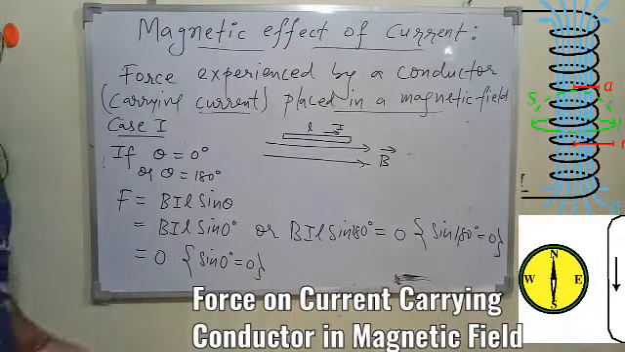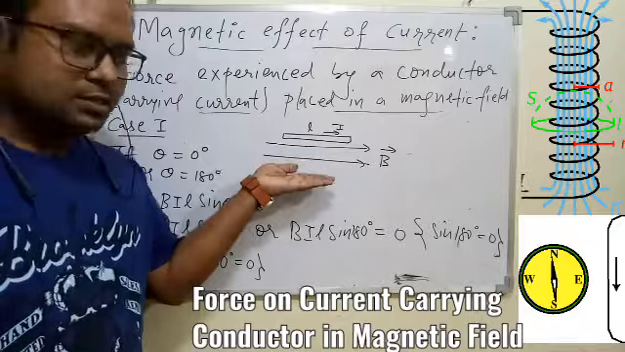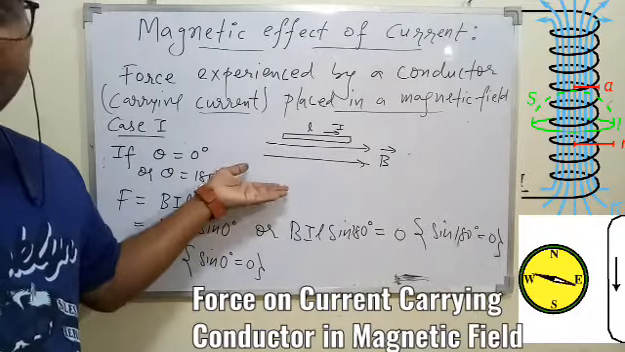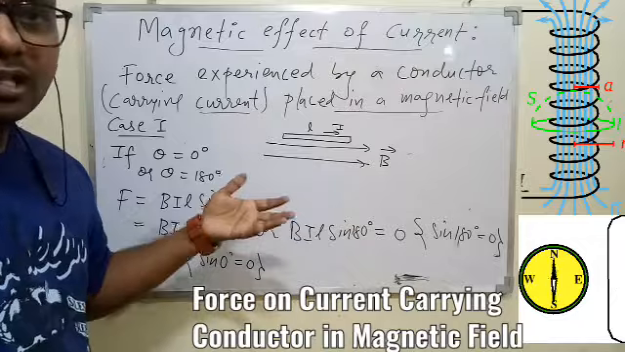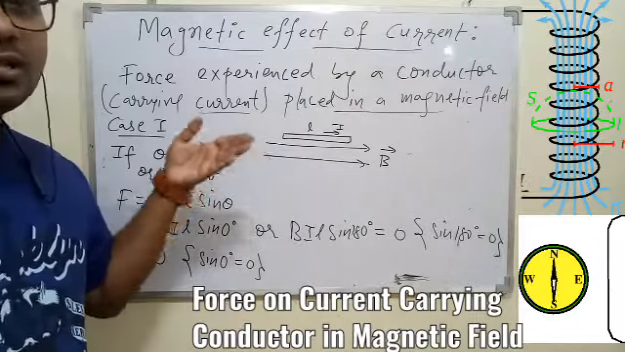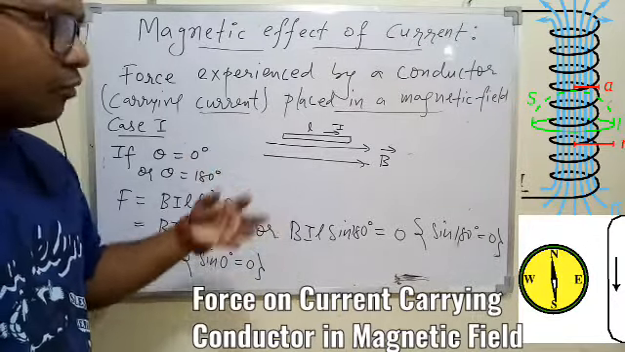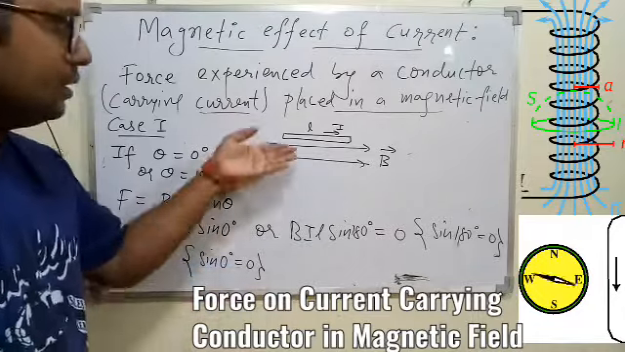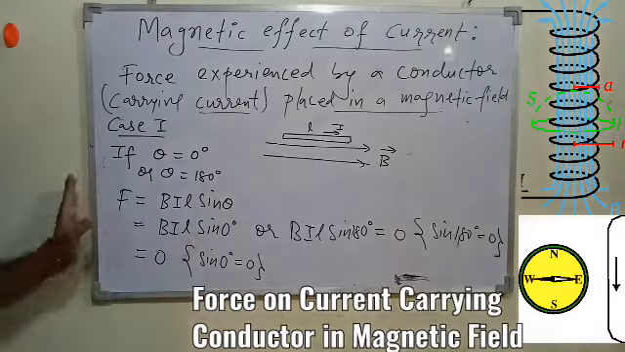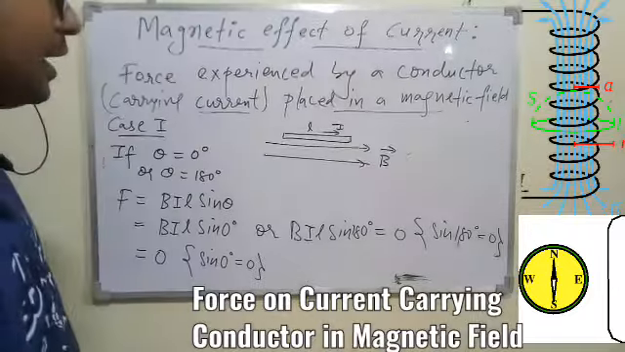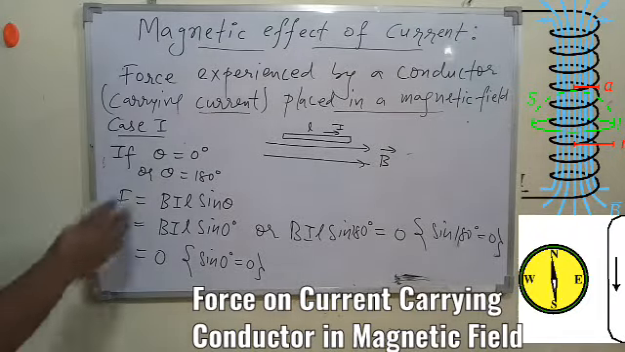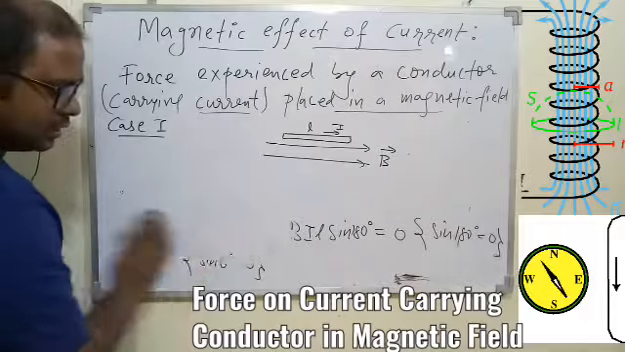So it is understood, if we have placed the conductor parallel to the magnetic field, and if you switch on the circuit, then nothing will happen, because the conductor will not experience any force. So there will be no change in the position of the conductor, means overall you will not be able to see any displacement, any movement in the conductor. Okay, so this is one thing I hope you understood. No force will be acting on the conductor when it is parallel to the magnetic field. Let's go for the other case.